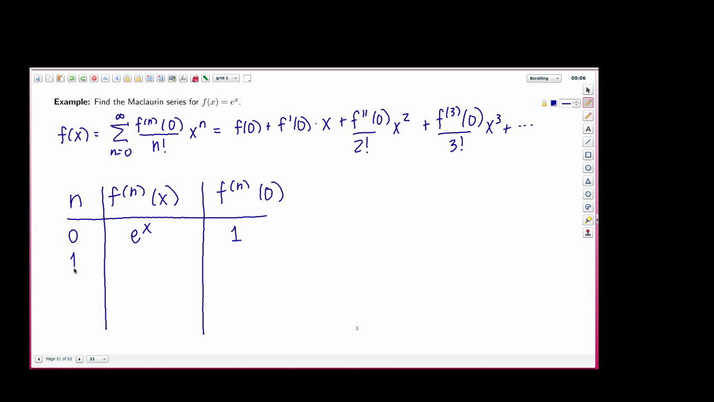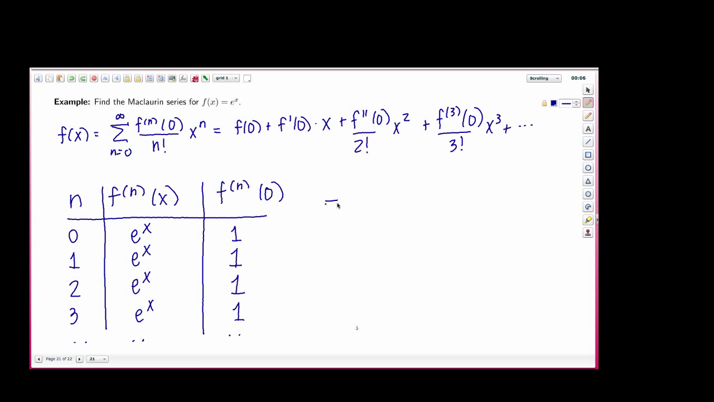Now I jump to n is 1, so I want f prime of x. The derivative of e to the x is just e to the x, again I plug in 0 and I get 1. Now n is 2, so the reason I use the chart is because now I need the second derivative. To take the second derivative, I just want the derivative of the first derivative, which is the previous function in my chart. So the derivative of e to the x is just e to the x again, plug in 0, we get 1. And of course this is going to continue. So for e to the x, the derivatives are all e to the x, and every time we plug in 0, we get 1.